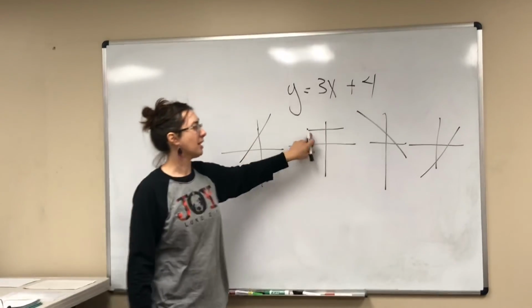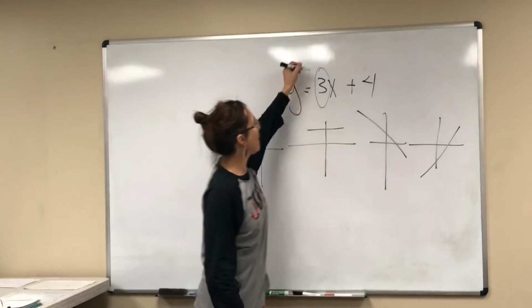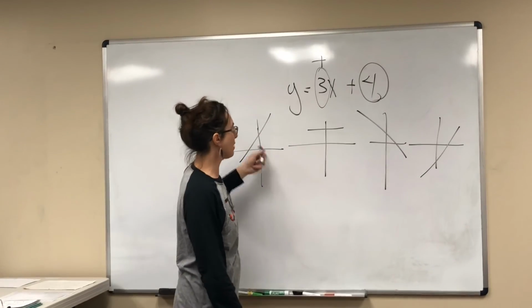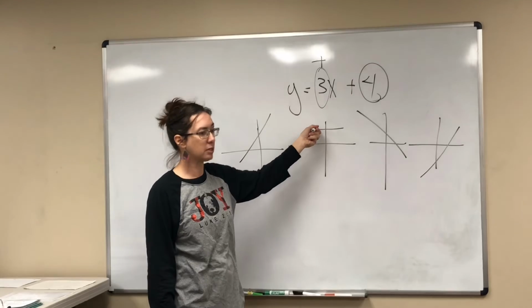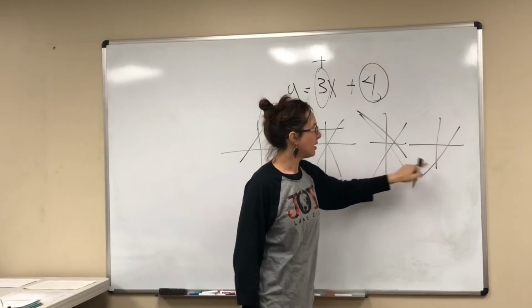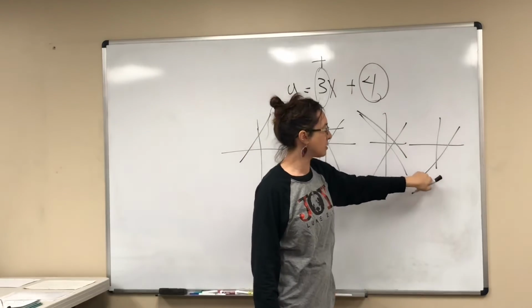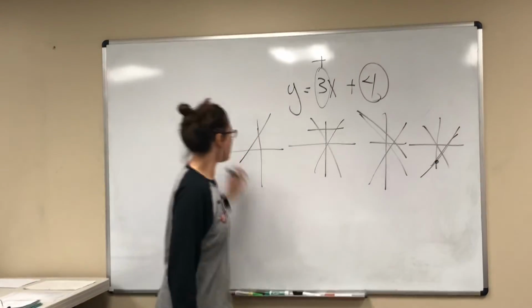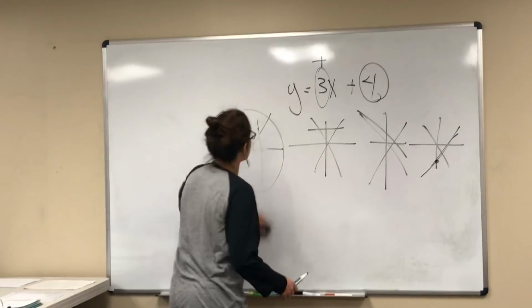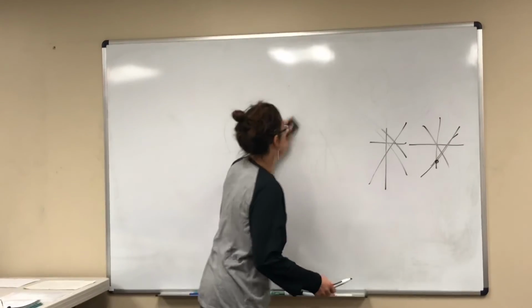I have a slope, and it's positive. I have a y-intercept, so it's not at the origin, it's raised. So it can't be this one because this doesn't have a positive slope. Can't be this one because this has a negative slope. It can't be this one because my y-intercept is positive, and this has a y-intercept that's negative. So it has to be that. Okay?